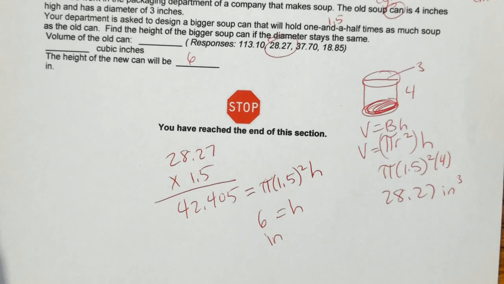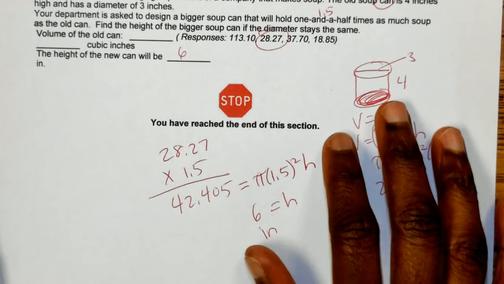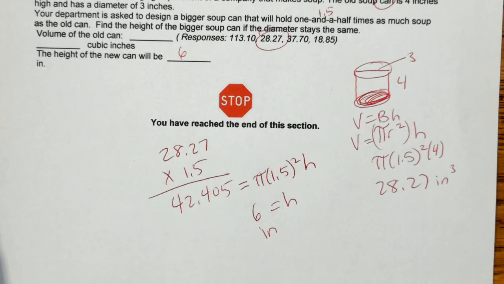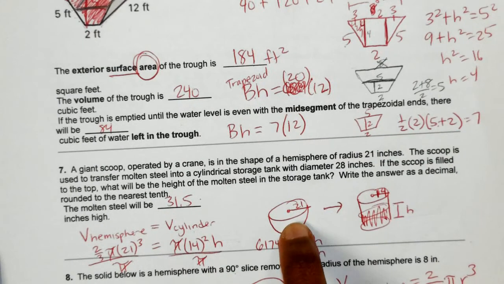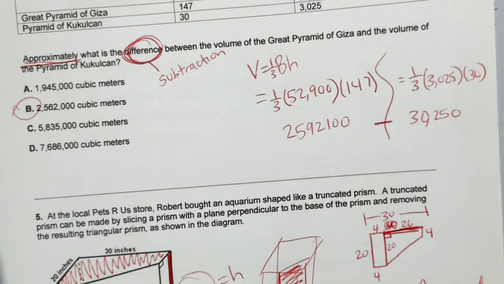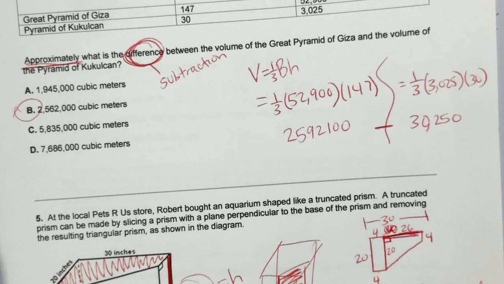Okay, so this test involves you being very familiar with being able to visualize these shapes. Some of them are not drawn for you. I had to draw 1, 2, 4 or 5 of these. So you have to really be able to visualize what shape it is.